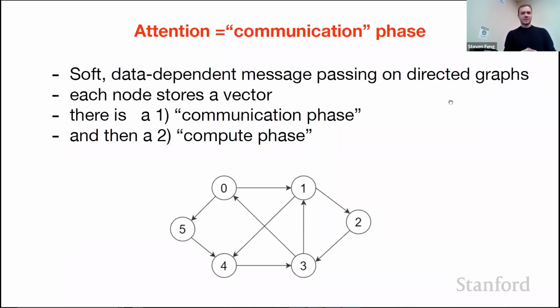So in the communication phase, it's really just a data-dependent message passing on directed graphs. And you can think of it as, okay, forget everything with machine translation and everything. We have directed graphs, and at each node you are storing a vector. Let me talk now about the communication phase, of how these vectors talk to each other in this directed graph. And then the compute phase later is just a multi-layer perceptron, which basically acts on every node individually. But how do these nodes talk to each other in this directed graph?